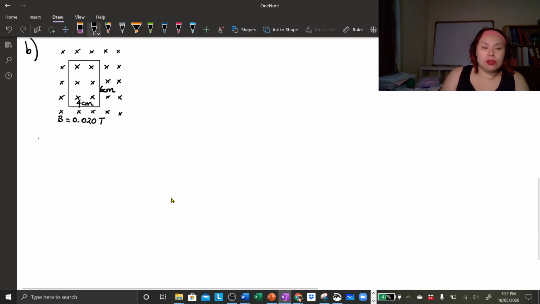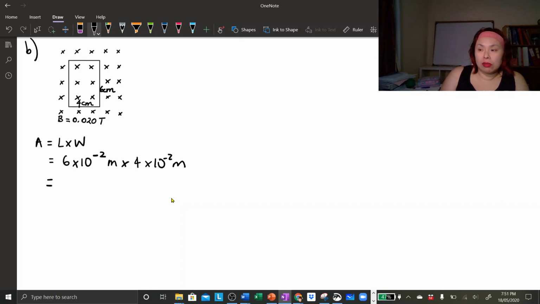Now, first of all, you need the area, and the area will be the length times the width. And the length is 6 centimeters. Now, 6 centimeters is not SI units. So to change that to meters, you can also multiply it by 10 to the negative 2 or divide it by 100. That's the same thing. So that'll be meters multiplied by 4 centimeters, which is the same as 4 times 10 to the negative 2 meters. And so our area is 2.4 times 10 to the negative 3 meters squared.